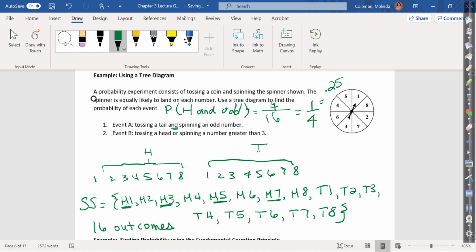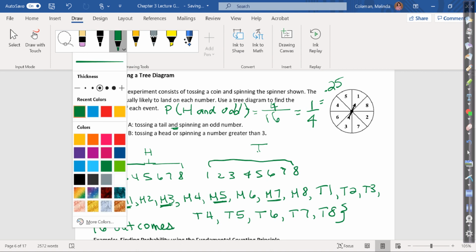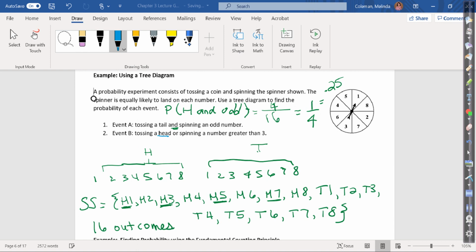For the B part, or the second part, this one is going to be tossing a head. Oh darn. For this one here, this would be a head. It doesn't change the outcome because heads and tails are the same, but let's make that correct. Sorry. All right, so this one says tossing a head or spinning a number greater than 3. So tossing heads or spinning a number greater than 3.